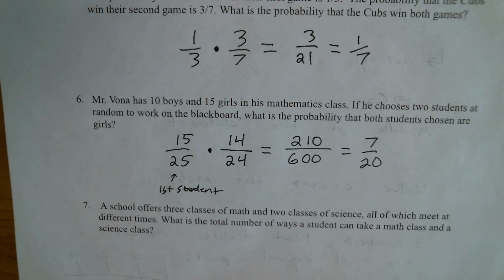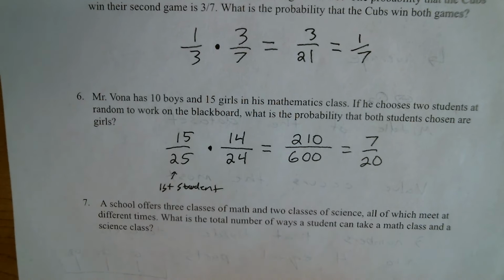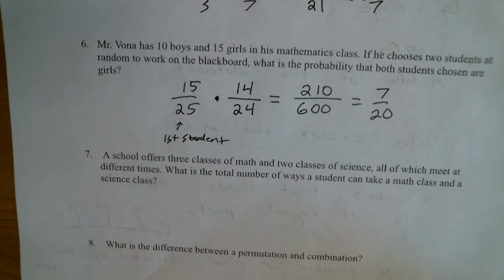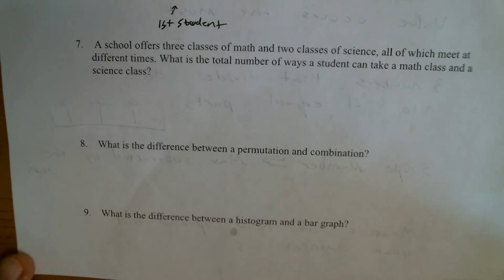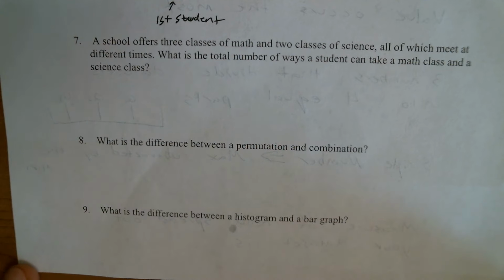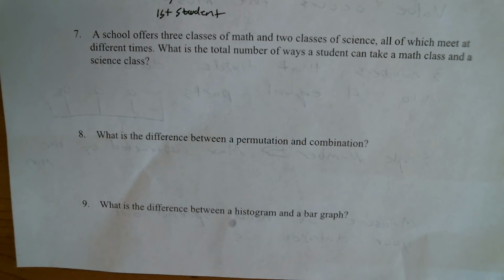All right, so again, just stuff that you've probably seen before. I'm just trying to jog your memory a little bit. And again, we're going to go into a lot of this stuff in probably more detail than you did previously. All right. A school offers 3 classes of math and 2 classes of science, all of which meet at different times. What is the total number of ways a student can take a math class and a science class?